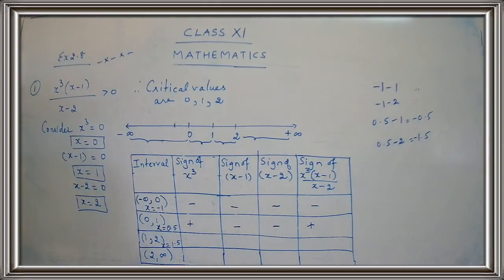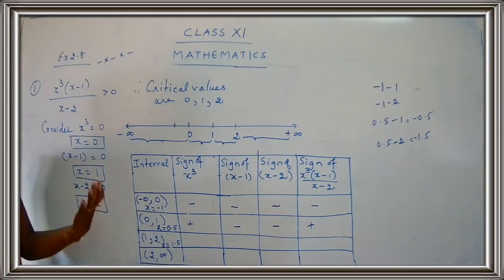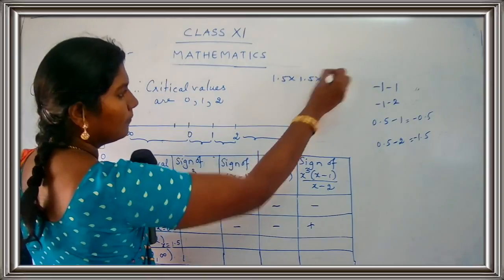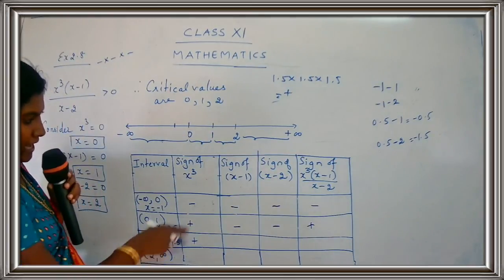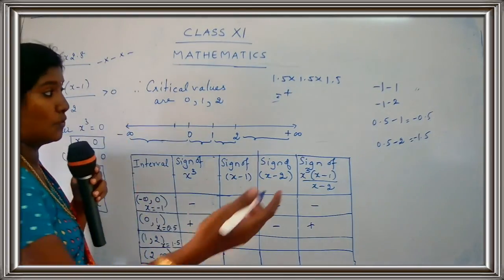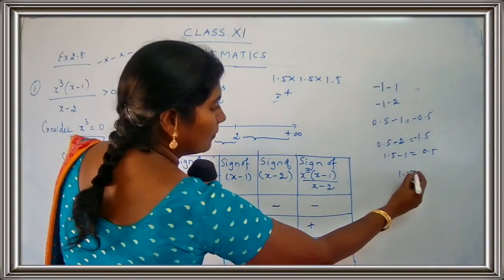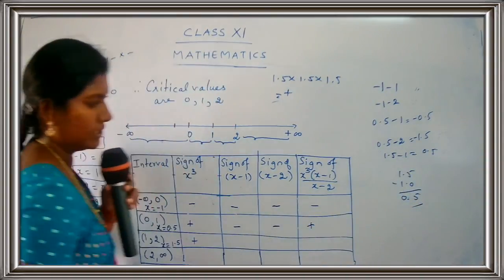Okay. I hope you have completed. So we have chosen x is 1.5. Yes, children? So this is a positive number. So when you cube a positive number, like 1.5 into 1.5 into 1.5, it is going to give you a positive answer. So put here positive. Now this is 1.5 minus 1. 1.5 minus 1 will give you a positive answer. So you get 0.5. So you get a positive answer.